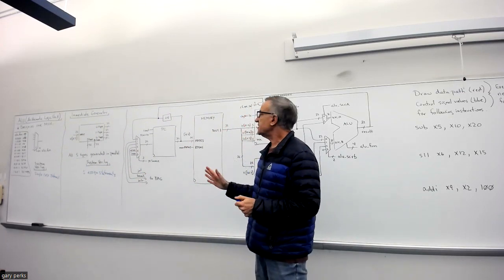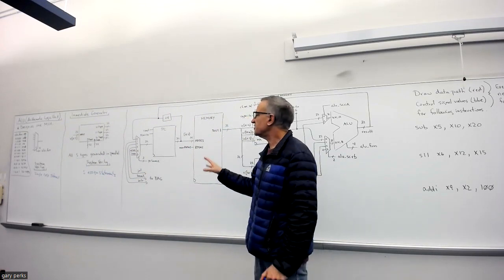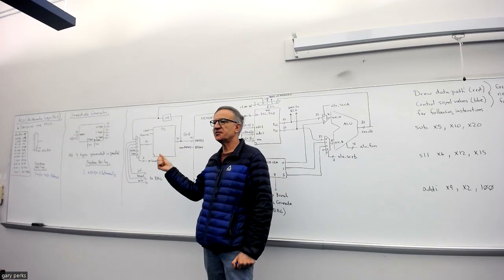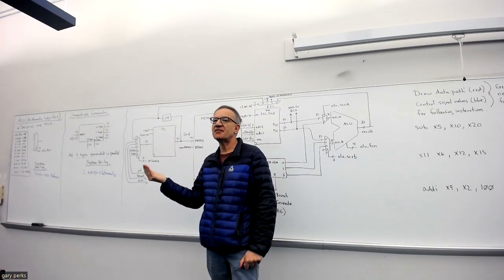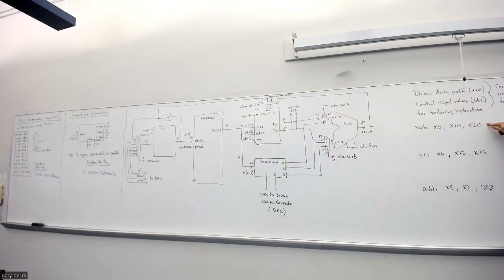But the next thing we're going to do, and this is what might take a little bit, is we're going to start looking at how the data flows along with what the control signals have to be for various instructions. Okay, and we're going to do 5 instructions here. We're going to start with this subtract, then this shift left logical, then this add immediate, then this one that is set less than immediate, if I remember correctly, and then lastly this one here that's a load upper immediate.